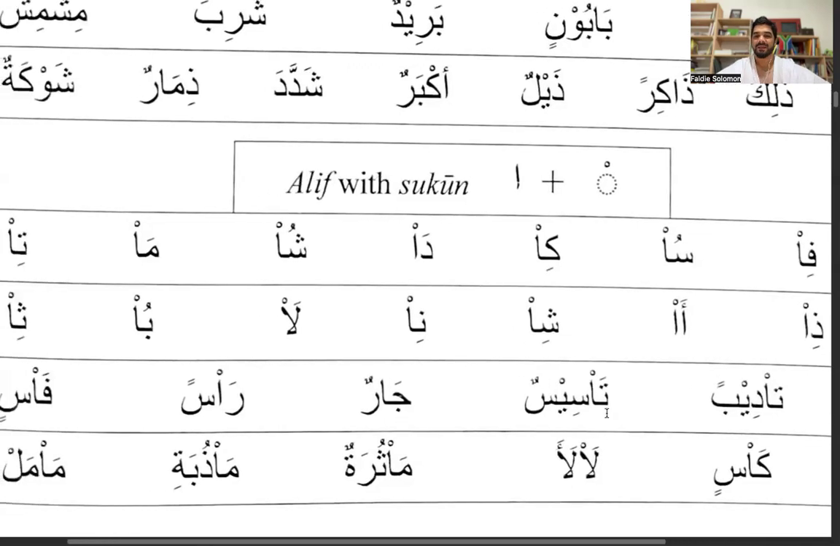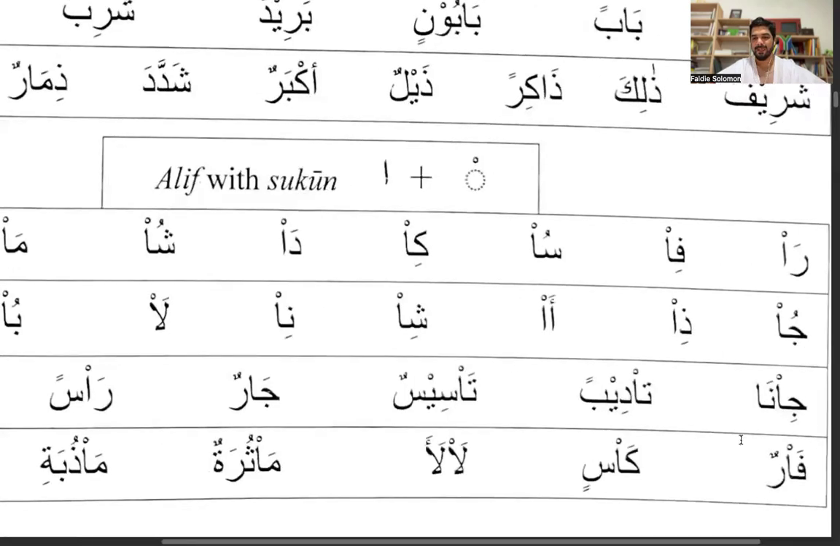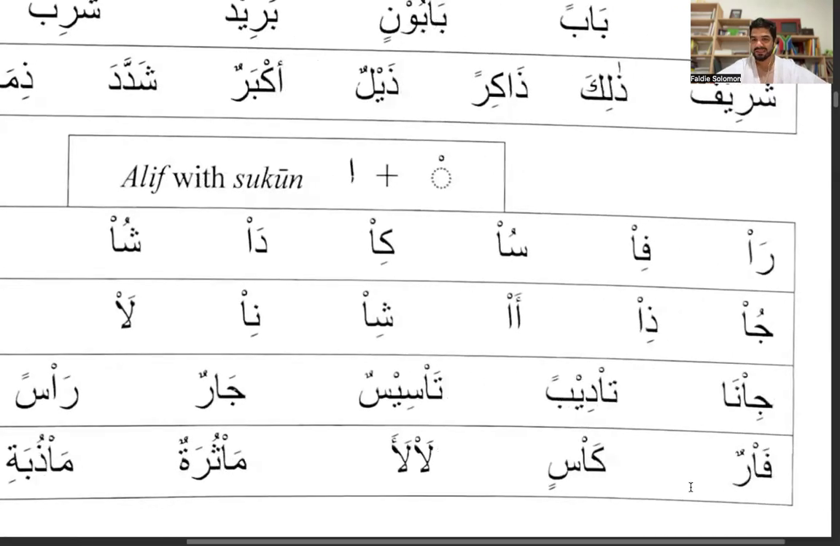Ta'diban, ta'sisun, jarun, ra'san. Ra's is a head. Our head is known as ra's. Ra'san. Fa'sin. Fa's is an axe. Fa'sin. Fa'run. Fa'run is a rat.